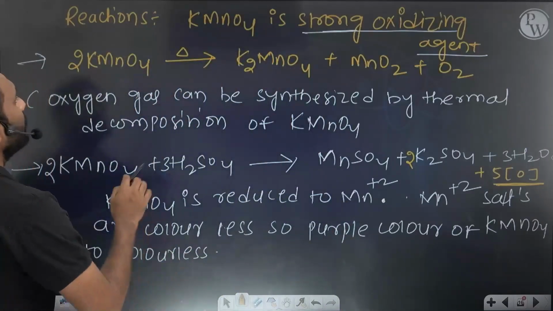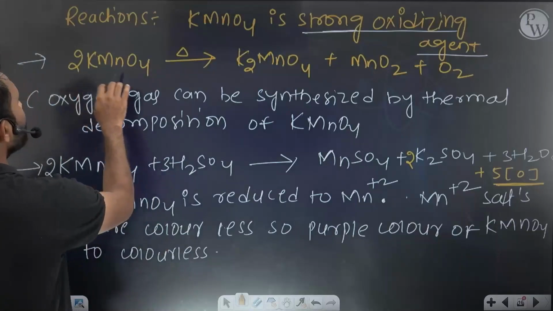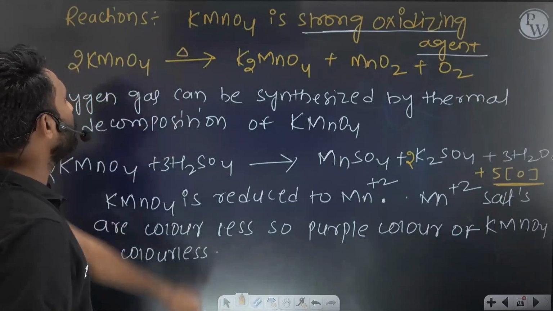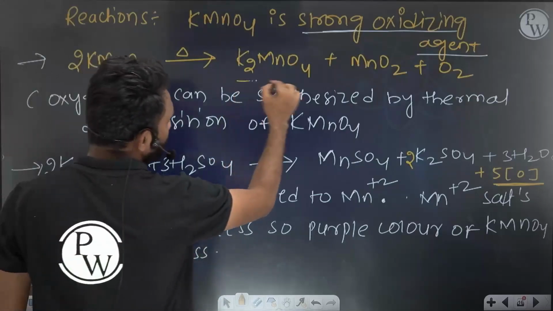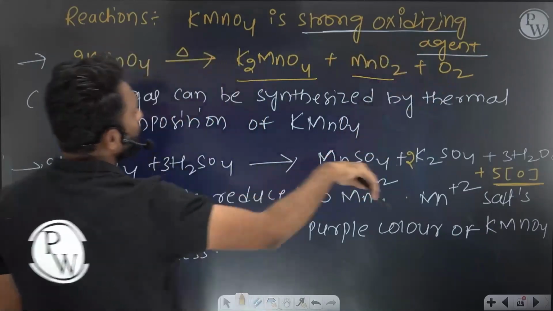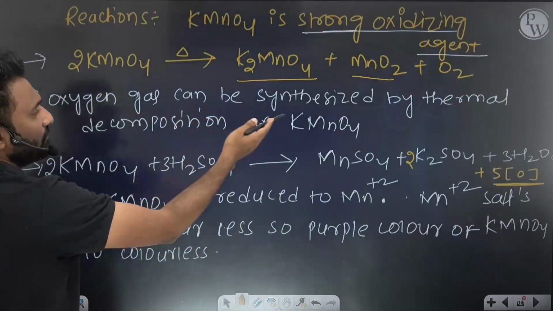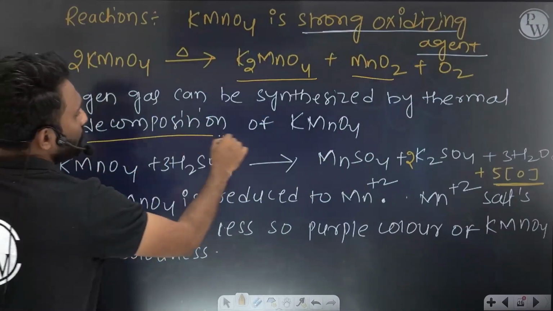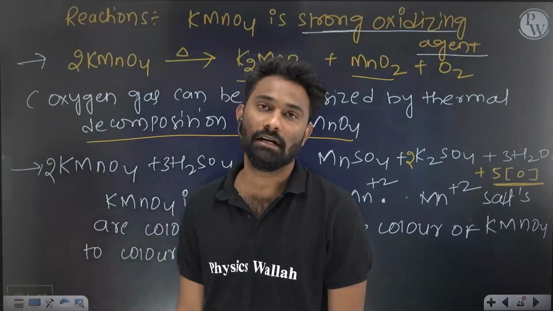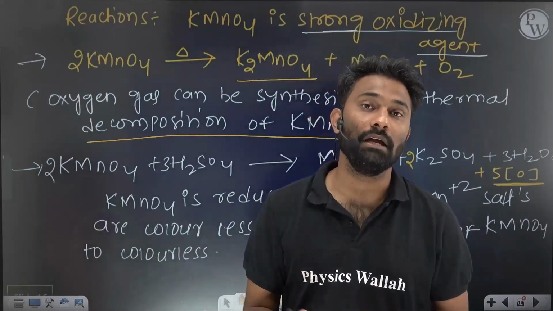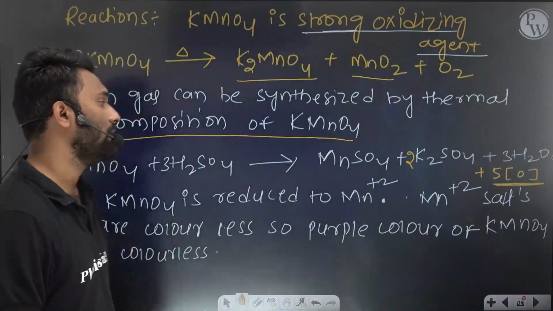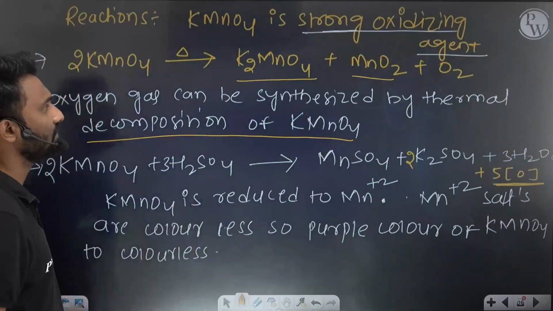Next, look here. When potassium permanganate is heated, it gives potassium manganate plus manganese oxide plus O2 gas. So oxygen gas can be synthesized by the thermal decomposition of potassium permanganate. When we do thermal decomposition of potassium permanganate, we get oxygen.